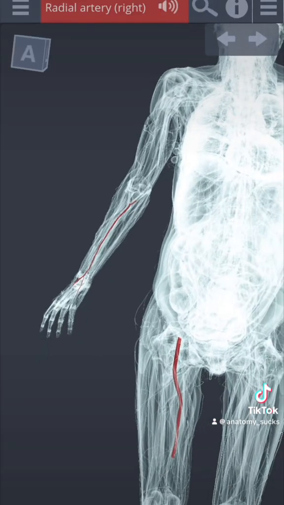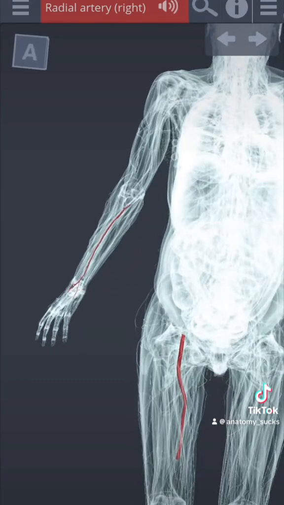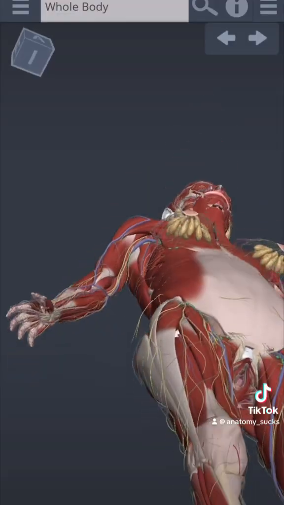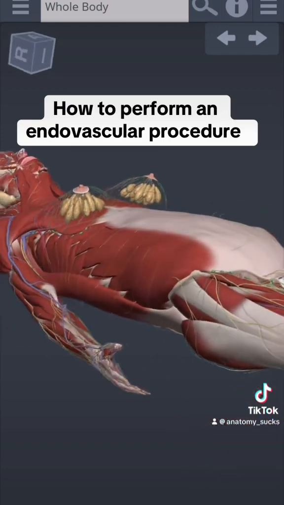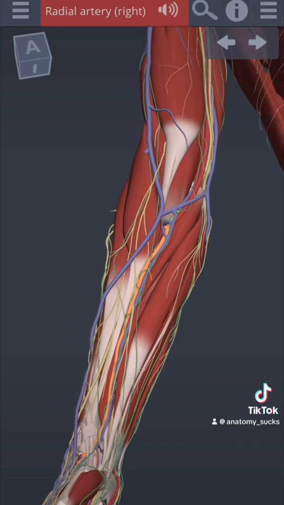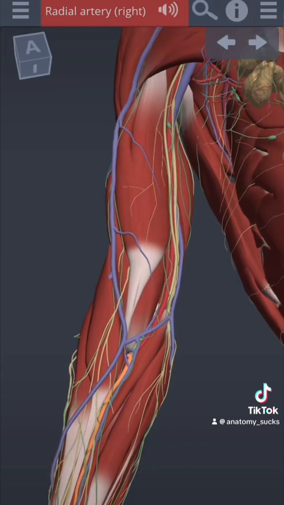The femoral artery will be selected if a larger device such as a stent needs to be inserted. However, the radial artery is the most common access site. To perform this procedure, the hand is supinated and the wrist is extended. A needle punctures the skin and enters the radial artery.